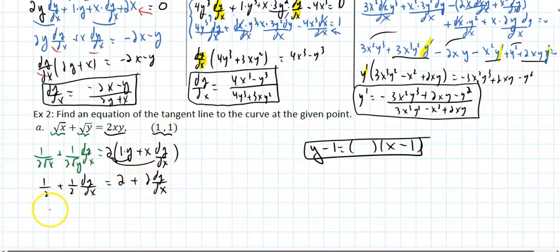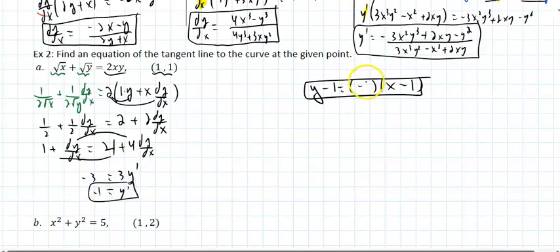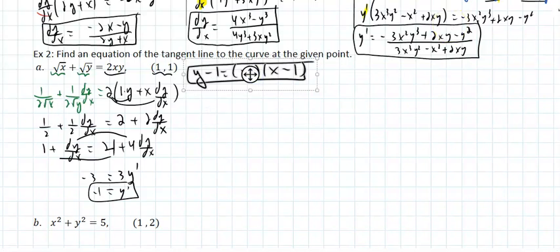so there it is. Clear the fractions. Move this over and this over, and I'm looking at, what is that? 3y prime equaling negative 3. So y prime is negative 1, and that's the slope of the tangent, and done deal. And that would be my answer.